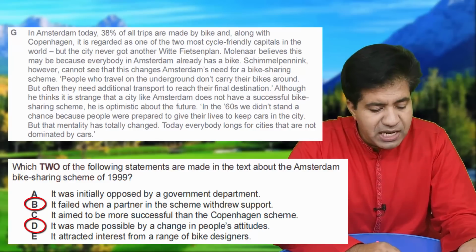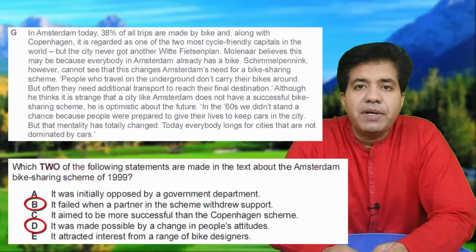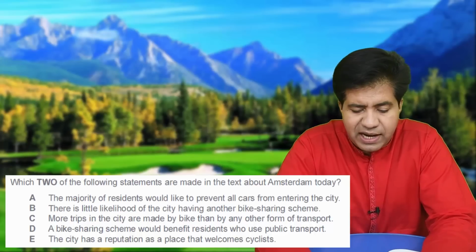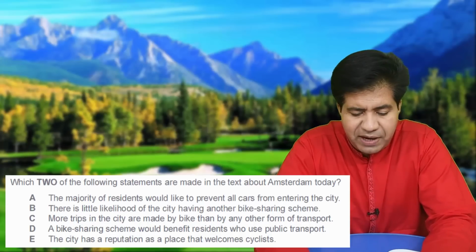So option B and option D, question number 19 and question number 20. Again, it's not that easy. Try to do it at the end. Let's go on. The next is write the correct letters in boxes 21 and 22.